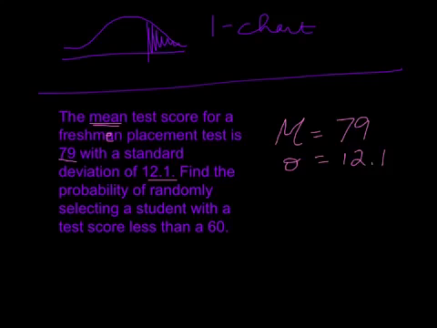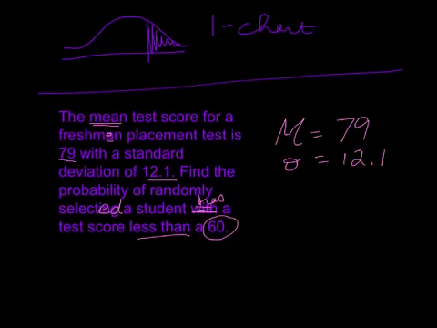So given that information, what they want us to do is find the probability that a randomly selected student has a test score less than 60. Remember, less than something is what your chart is going to tell you. I can't go to my chart and pull up a score of 60, because the chart only tells me in terms of a z-score.